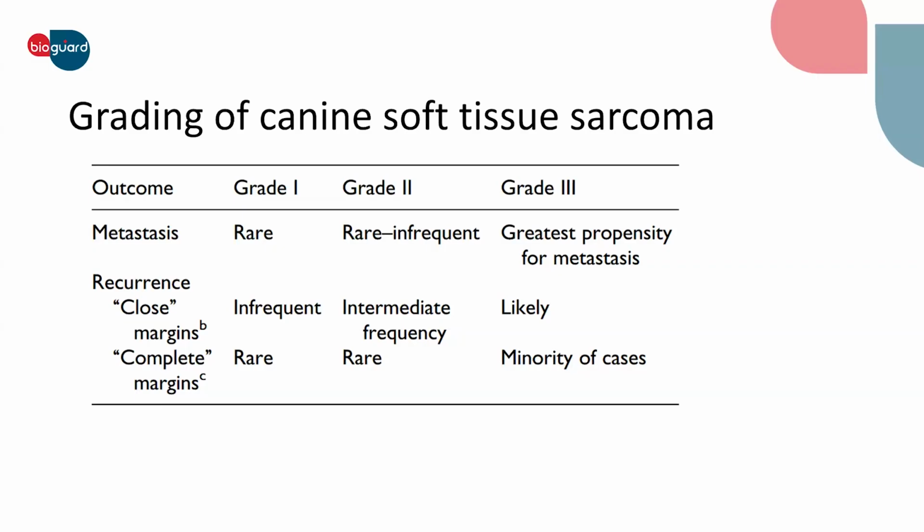This shows how histologic grade directly influences prognosis. Higher grades mean higher risk of spread and recurrence, even after surgery. This is why grading and margin evaluation are both critical for treatment planning.